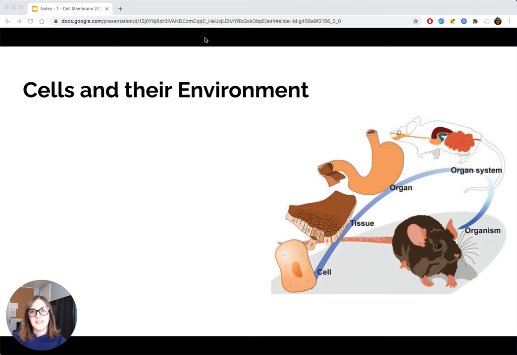Hey there, biologists! In this set of notes, we are going to be learning about the structure and function of the cell membrane. But let's first start by recapping what we've been learning about cells and their environments.